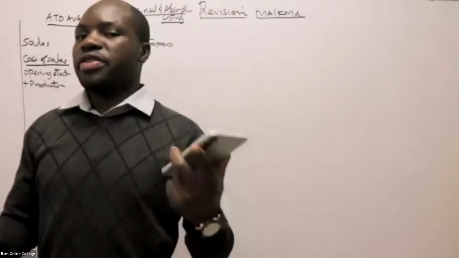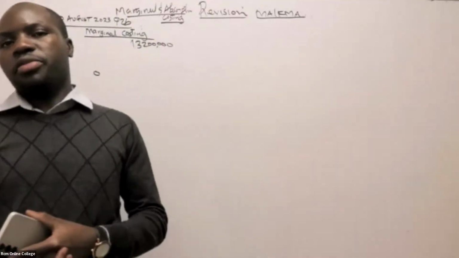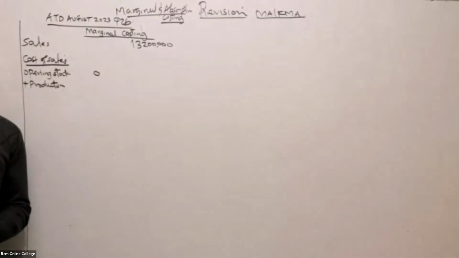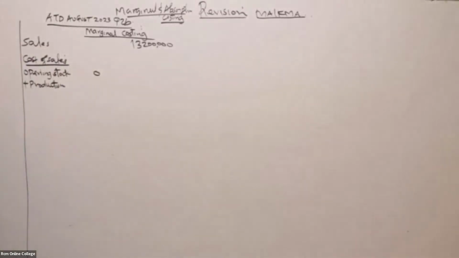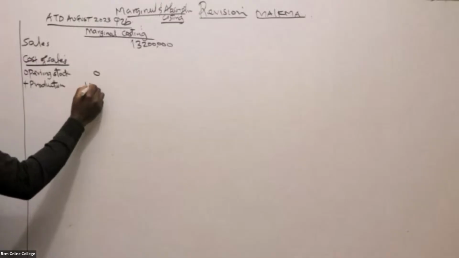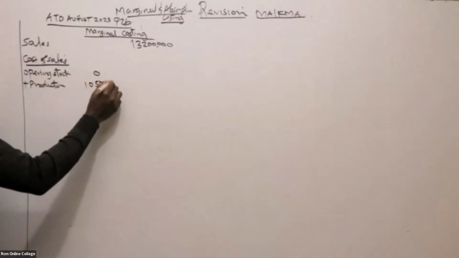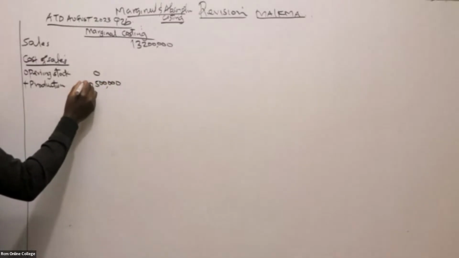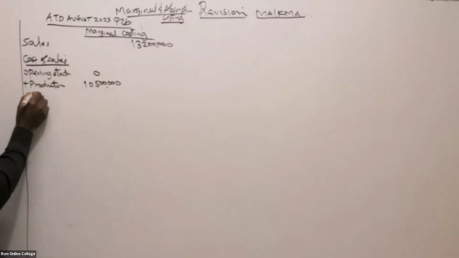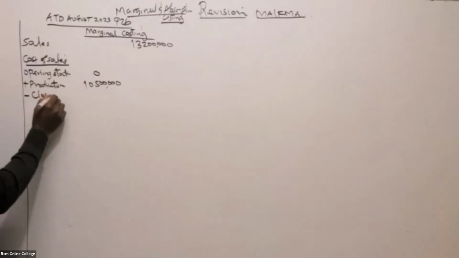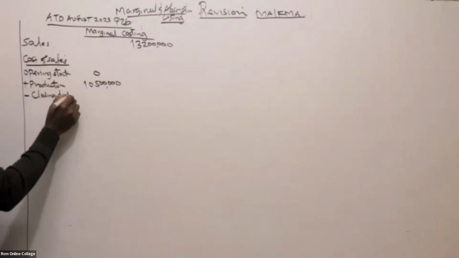The production cost per unit under marginal costing, we said how much? 350. So take 350 multiplied by the 30,000 units that were produced. That is 10,500,000. So that will give us 10,500,000. Then to that, remember we need to less closing stock.